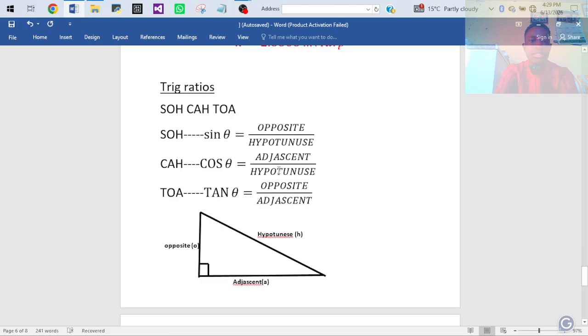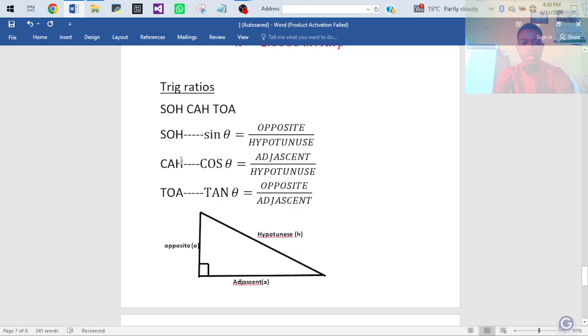So these are trigonometric ratios. I just prefer this SOHCAHTOA. So SOH is for sine. Sine theta equals opposite over hypotenuse. So just look at your right angle triangle. Sine theta equals the opposite over the hypotenuse.